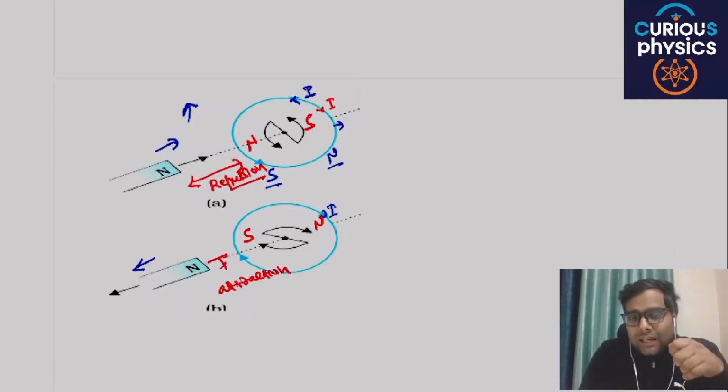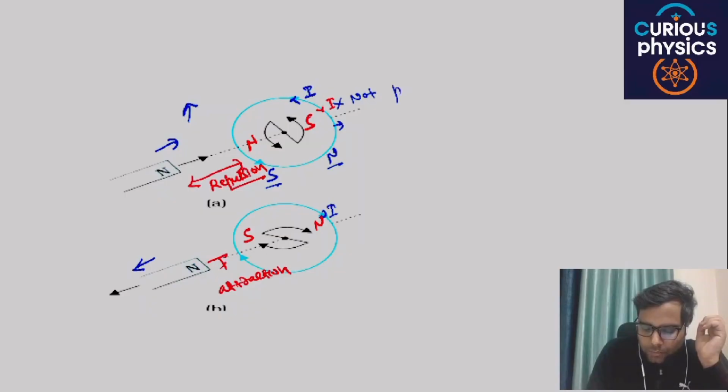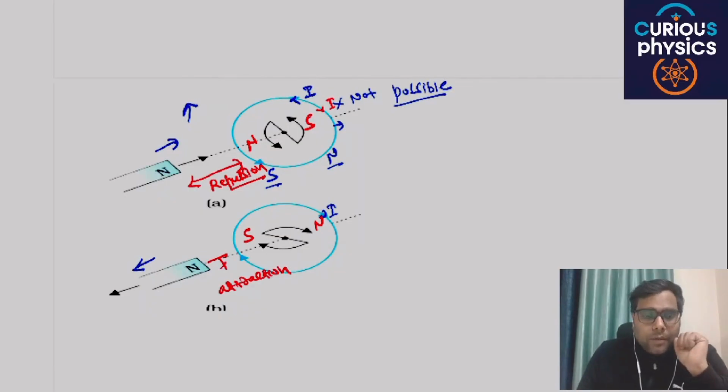If you can create energy, meaning if you can create a machine, you can create a perpetual machine, which will not require any energy for its movement. So this direction of current is not possible. Are you able to understand my point or not? That's why Lenz's law is in accordance with the conservation of energy.